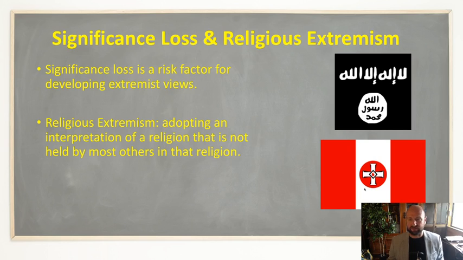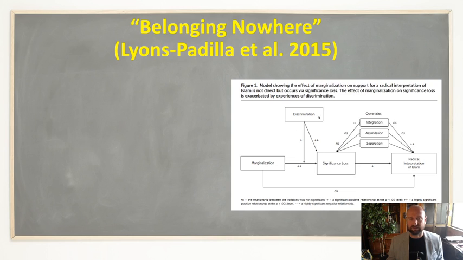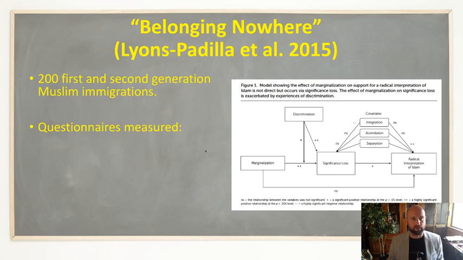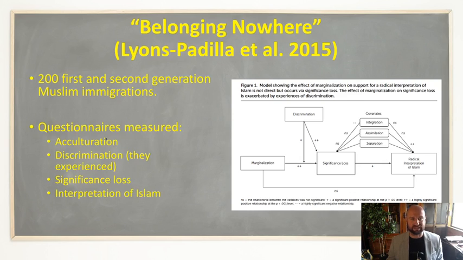And then we've got the Ku Klux Klan as one example of religious extremism based on extremist Christian beliefs, and here we've got ISIS, which is the group that we're really focusing on for this study or for this topic. So just a bit more chalk and talk, a bit more context for what they did for the study. 200 first and second generation Muslim immigrants, and they measured these 5 things.